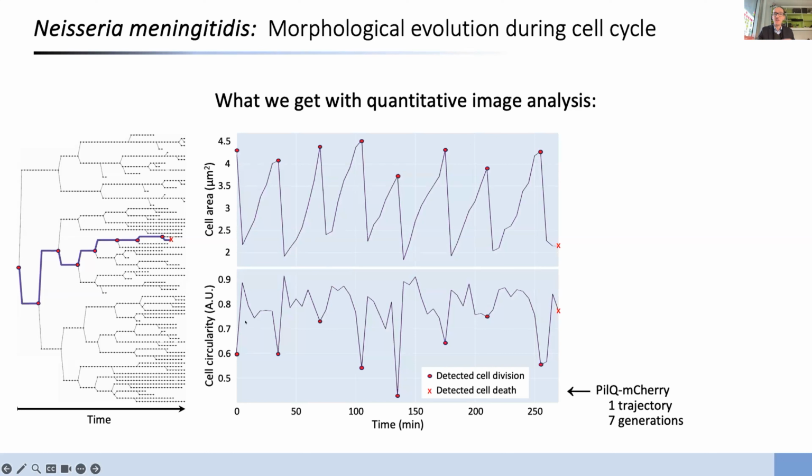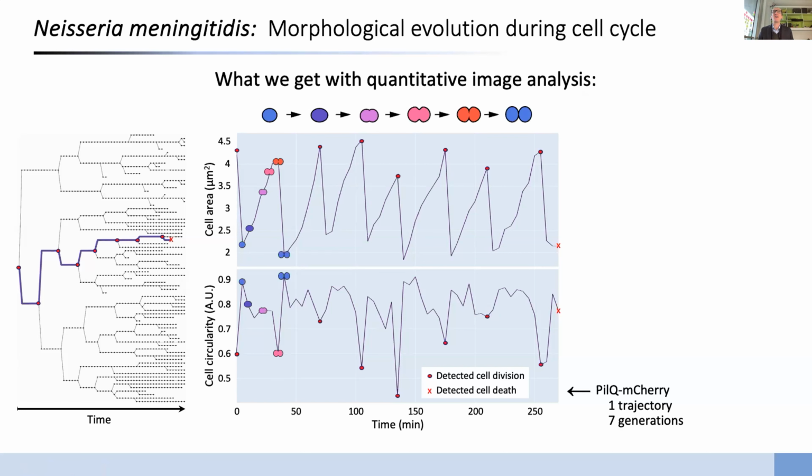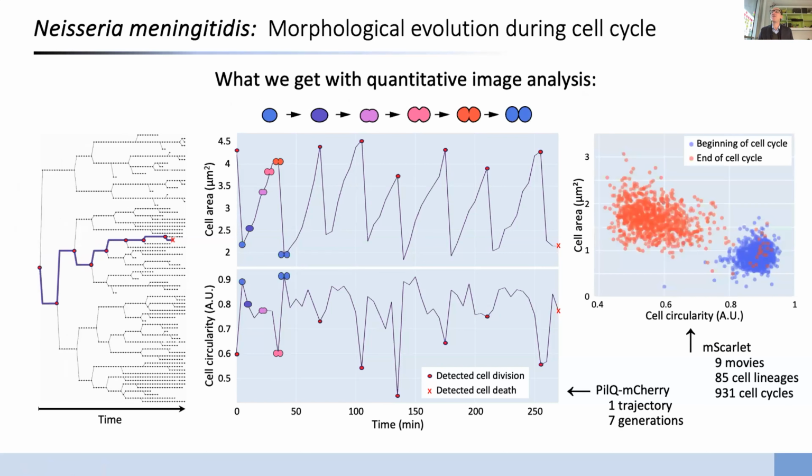And here, this is the circularity, right? That's a scalar number that simply tells you how round the object is. If it's 1, it's a perfect sphere. If it's 0, it's a perfect line. And you see that, just after division, the circularity is quite high, and then it decreases and decreases just before division. And so there seems to be a correlation between that. And this is what Laura investigated.